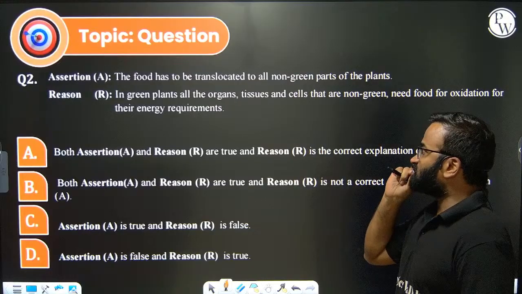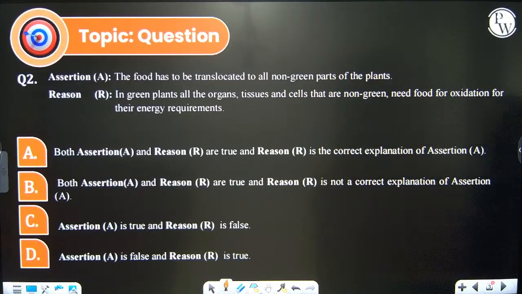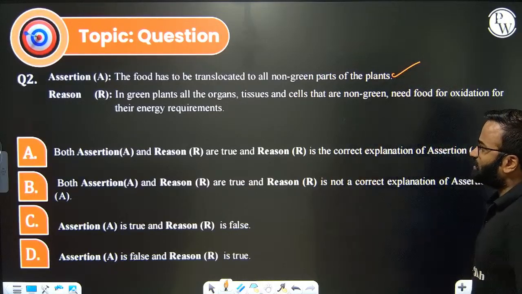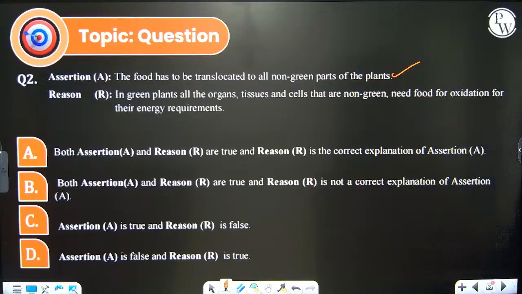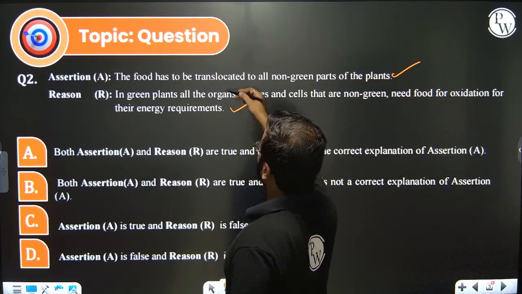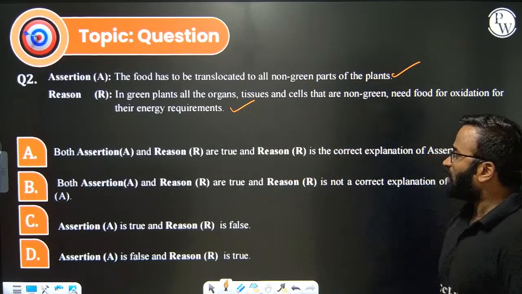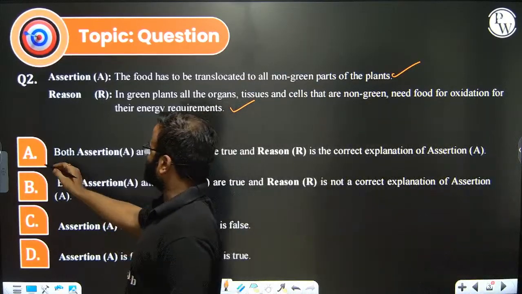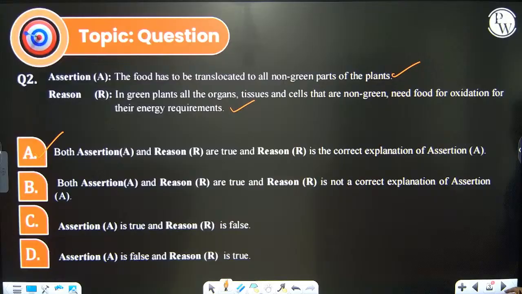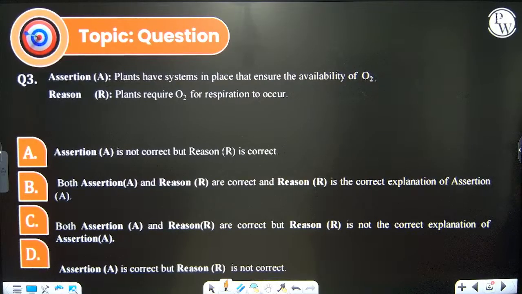The food has to be translocated to all non-green parts of the plants. Yes, which is true. In green plants, all the organs, tissues, and cells that are non-green need food for oxidation for their energy requirements, which is true again as a statement, and it is indeed explaining why the assertion is the right statement. So I would go with A as the answer. Let's see the next question.